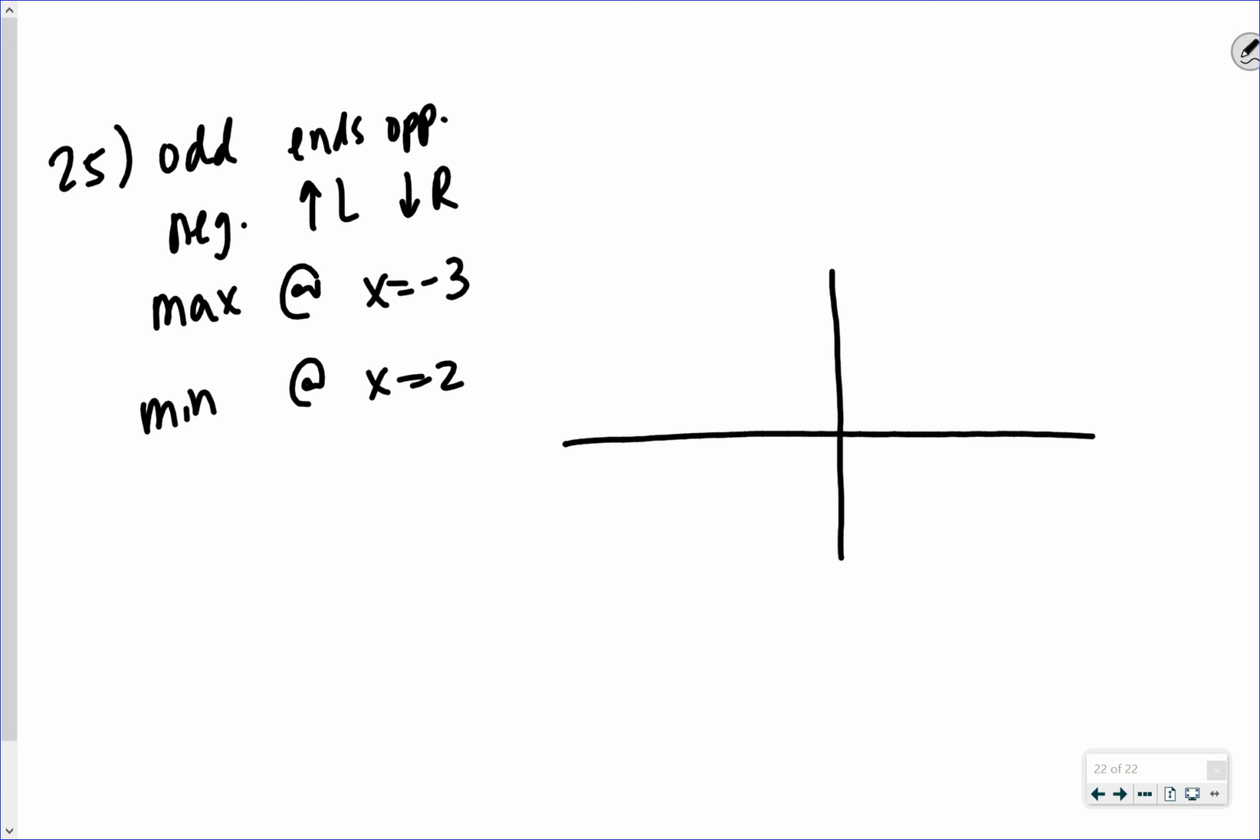I know at x equals negative 3, I have a high value. I know at x equals 2, I have a low value. I don't tell you what they are, I just tell you that they're there. I know that my end needs to go up on the left and down on the right. And now I can just connect my graph however I want. I can make it as involved or non-involved as I want.